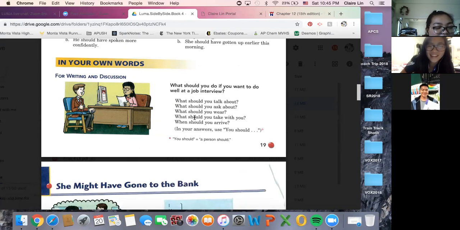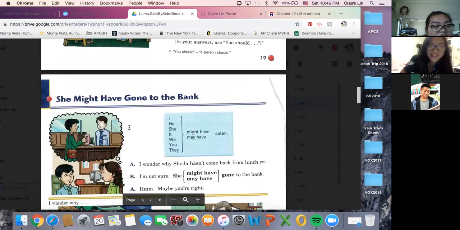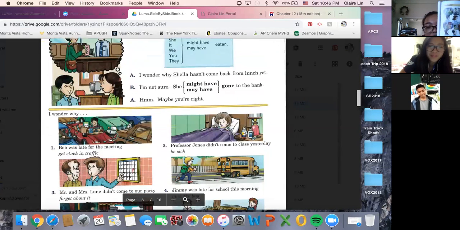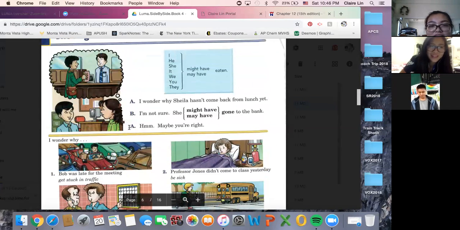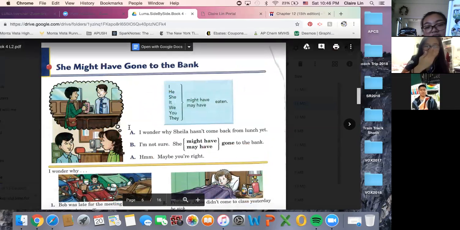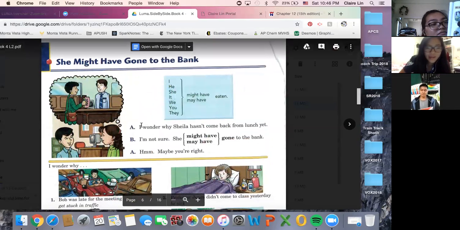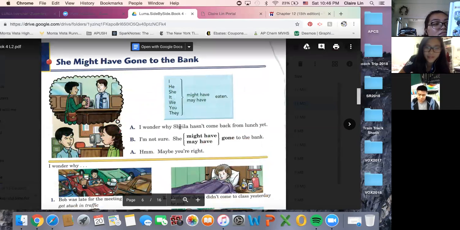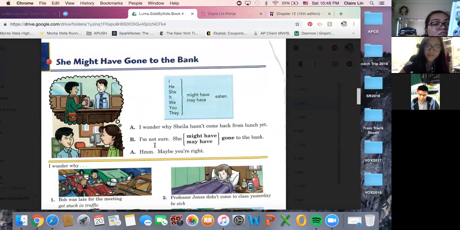And then I guess if you understand this concept, then we should be okay. So let's move on to might have. Okay. So next page, she might have gone to the bank. Okay, so the example one is saying, I wonder why Sheila hasn't come back from lunch yet. I'm not sure. She might have or may have gone to the bank.